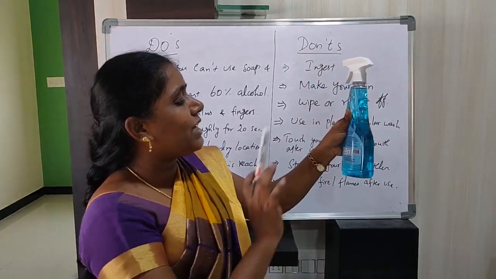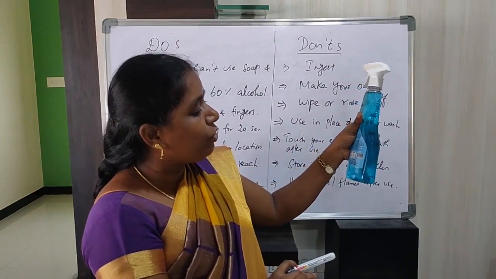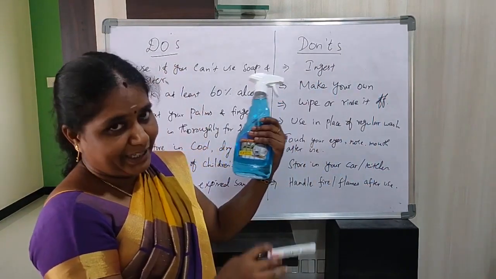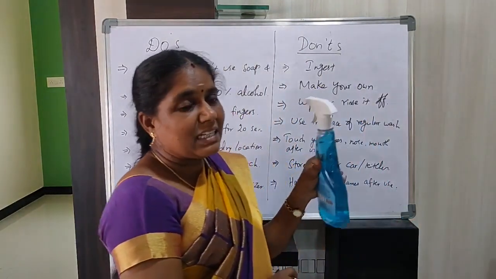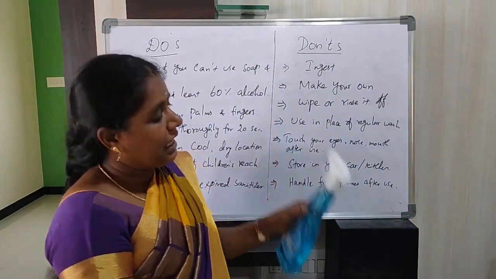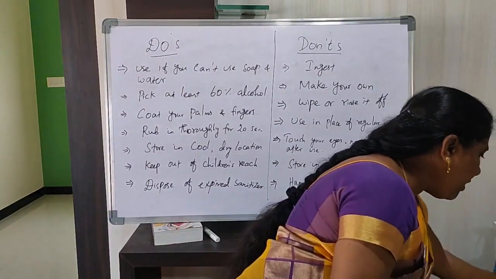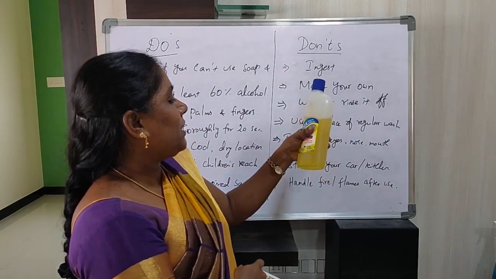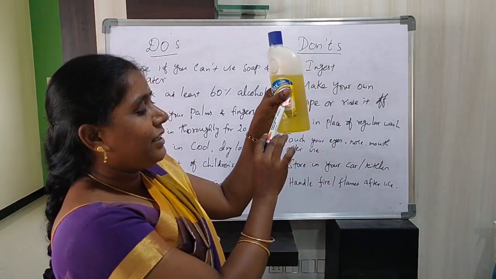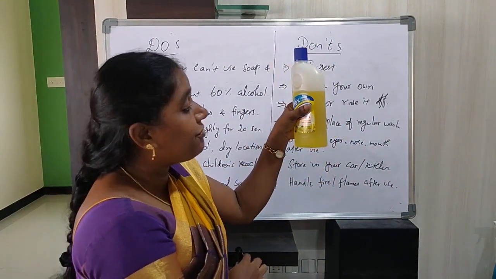So it is used as a floor cleaner. This floor cleaner is used to remove germs from surfaces. Okay, and this is a cleaner. Okay, and here I have one. What is this? Disinfectant. Here it is written disinfectant.